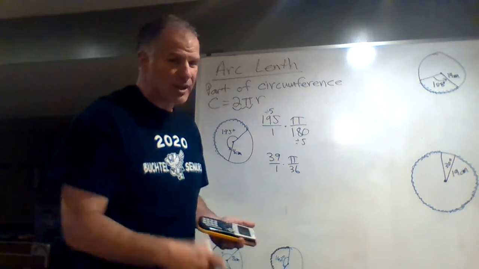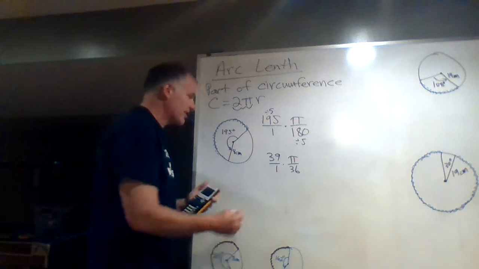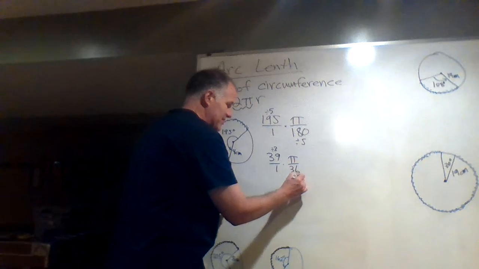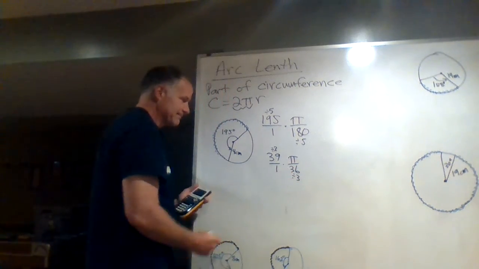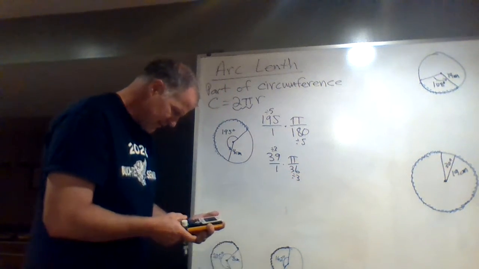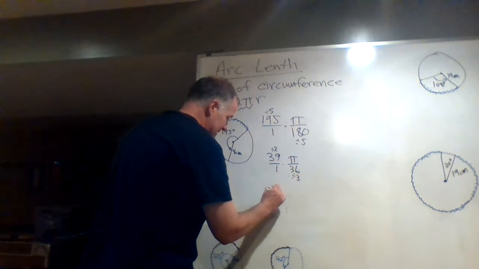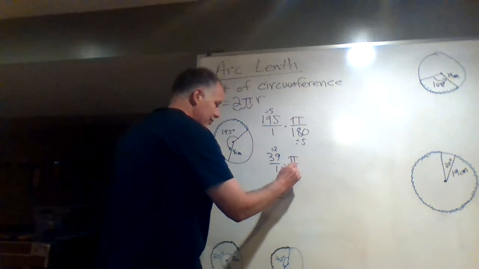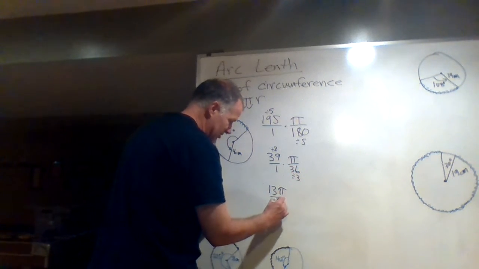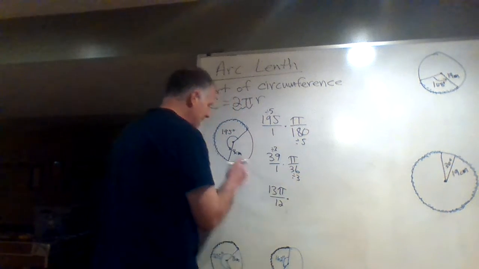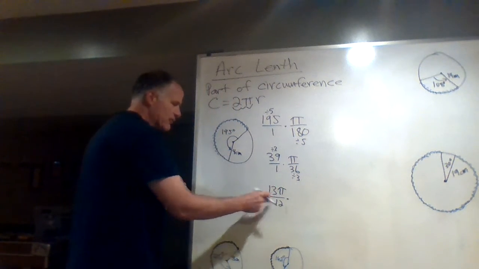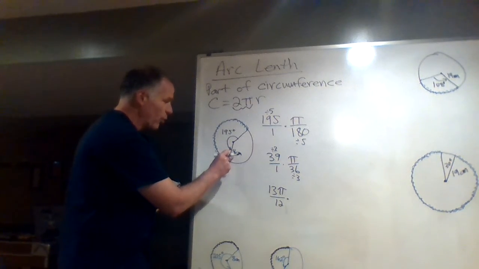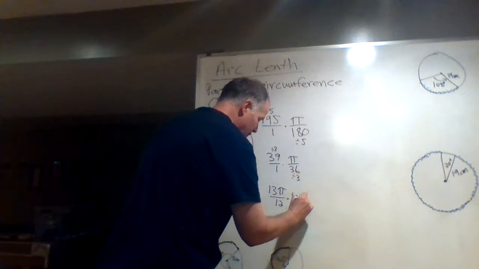Now again, guys, you're going to have to try to just check some numbers on your calculator. 39 can be divided by 3, and so can 36. Okay? 39 divided by 3 is 13. Now, I will tell you, this is it. So 13 pi over 36 divided by 3, I can do this in my head, that's 12. Okay, times, so 13 pi over 12 is the reduced answer, and then my radius is 4 centimeters, so times 4.